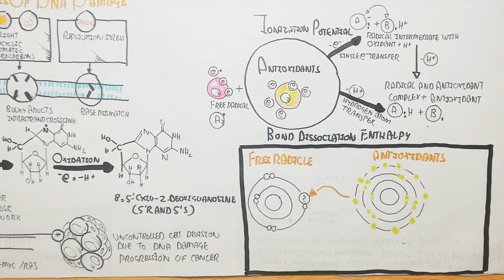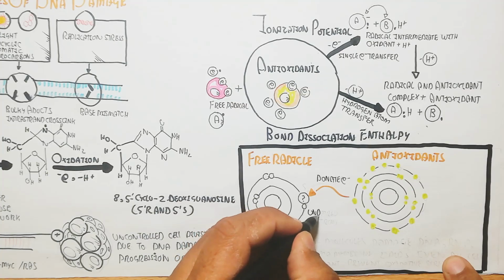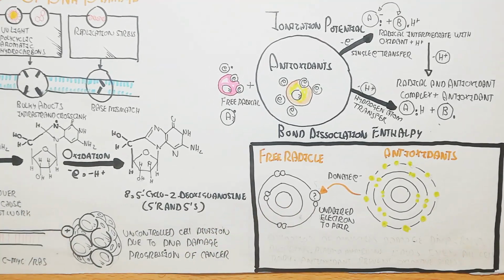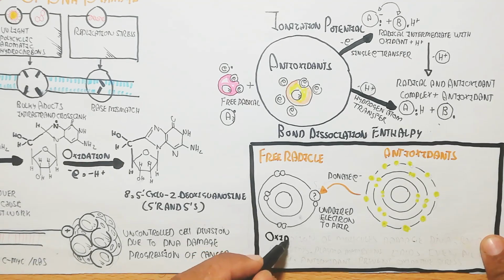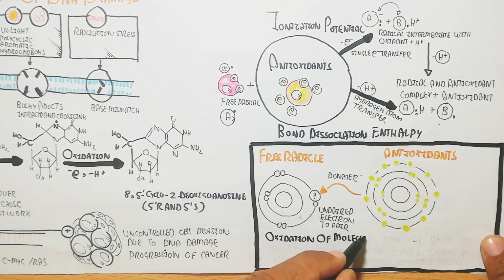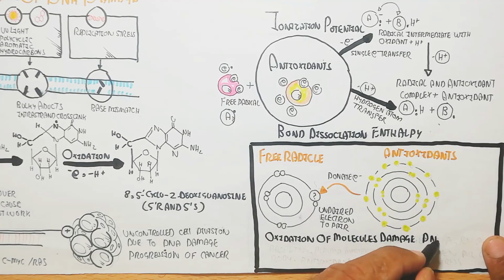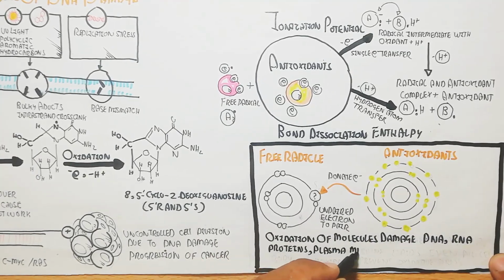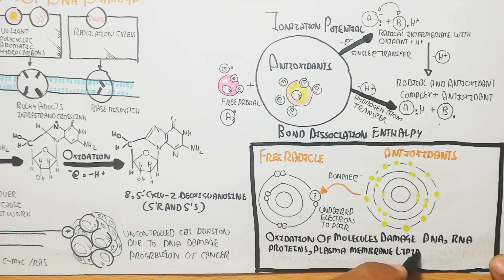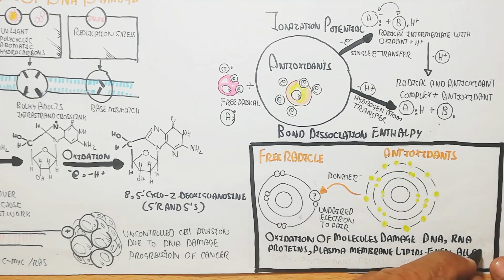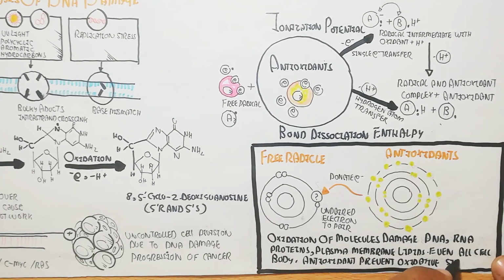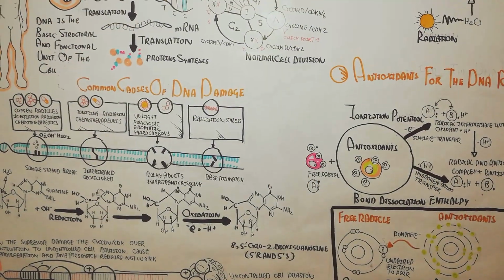The free radical and antioxidant, here you can see the donation of an electron and the unpaired electron to pair formation will lead to reduction and the free radical will be removed. The oxidation of molecules damages DNA, RNA, protein and plasma membrane lipids, even the whole cell body. Antioxidants prevent oxidative stress, because this is all oxidative stress due to the reactive oxygen species.